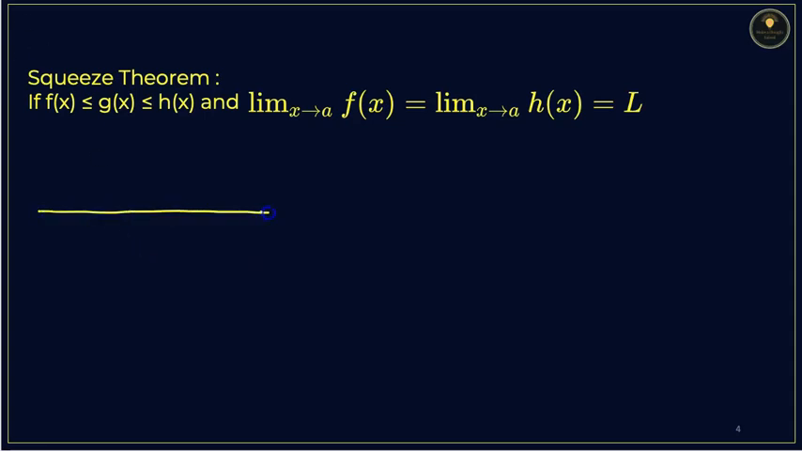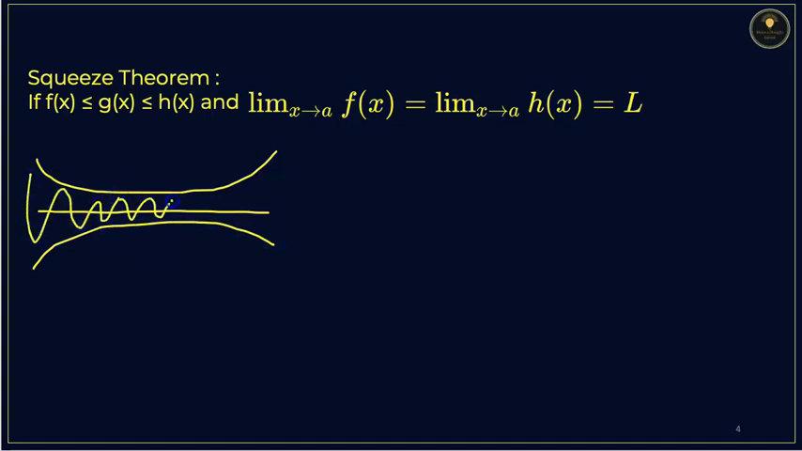This is the x-axis for you, and this one will be f(x), and this one will be h(x). And if I want to represent g(x), I will represent it like this. It is a kind of sandwich that we can see, that is, g(x) is in between h(x) and f(x). So this is g(x) for you, this is f(x) for you, and this is h(x) for you.